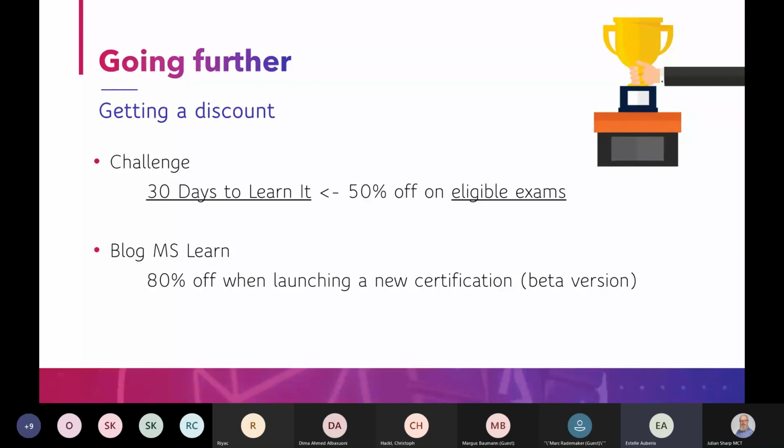And don't forget to check the MS Learn blog, because each time Microsoft is launching a new certification, it will be in beta version, and you have the opportunity to pass the beta version with 80% off the price. That makes the certification, in euro, I don't know where you are in the world, less than 40 euros rather than almost 200 euros. So that's why I think it's pretty interesting.